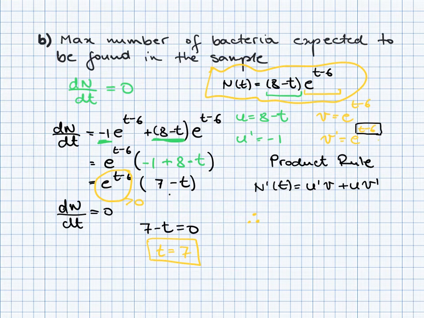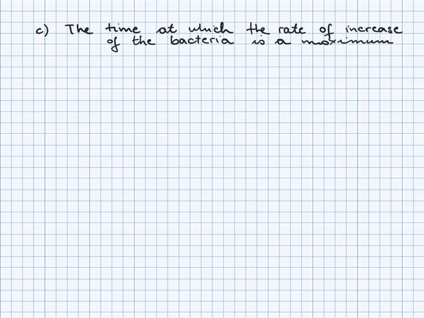So when t is equal to 7, N of 7 is equal to 8 times 7 times e to the power of 7 take away 6, which is equal to e millions. Sounds good, doesn't it? e millions. If you're curious, you can actually find out what e is equal to. Okay, now that we have this, we're going to go back to the next part of the question.